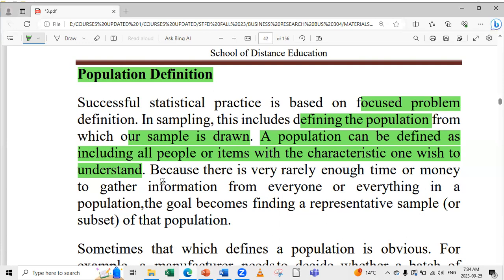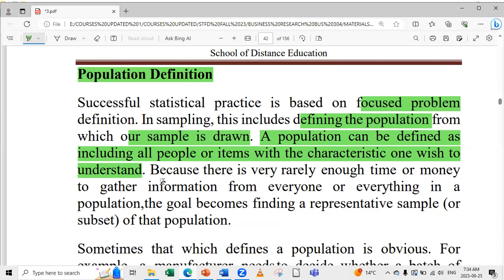The population is all the units which you study. If you are studying a phenomenon like people's activity in a village, then the population is the whole of the people living in this village. The population is the whole, but the sample is a part of the population. A sample is a part of the population.